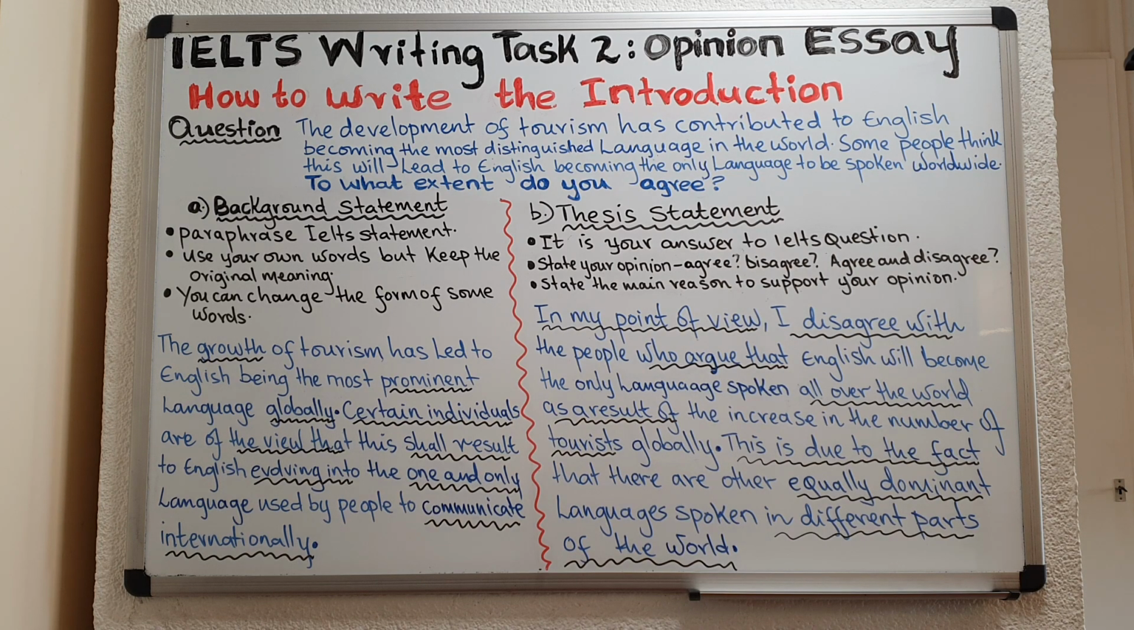After that, you need to write the reason why you disagree. This is due to the fact that, so you can begin with, this is due to the fact that, or you can write, this is because, okay? Because is more of a band 5 linking word. If you want a band 8 or a band 9, then you need to use due to the fact that. This is due to the fact that simply means this is because.